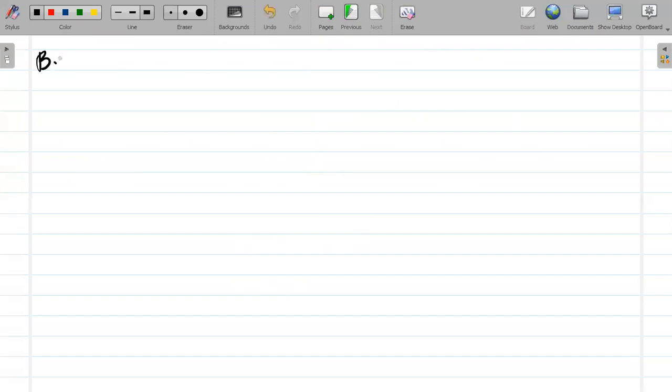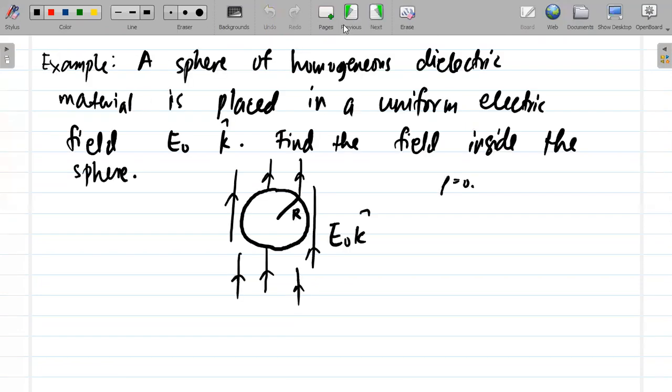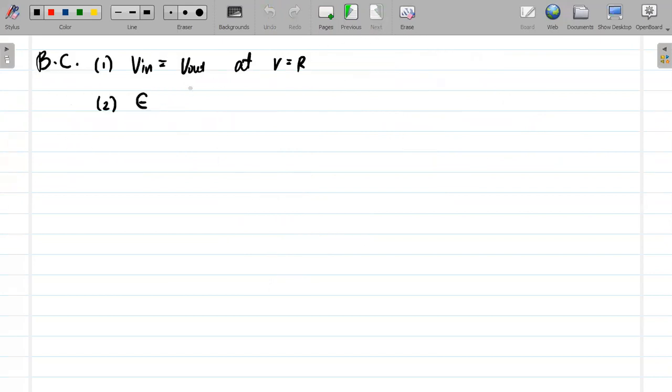Now, boundary conditions muna tayo. So, 1, V in equals V out at R equals R. Number 2, epsilon. Nakalimutan ko pala lagyan ng epsilon to. Kunwari may dielectric, constant na epsilon. Homogeneous dielectric material, epsilon.